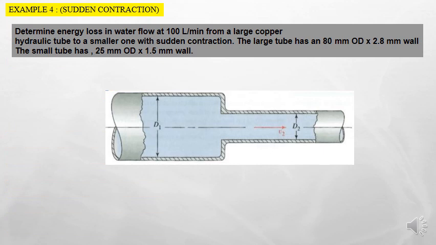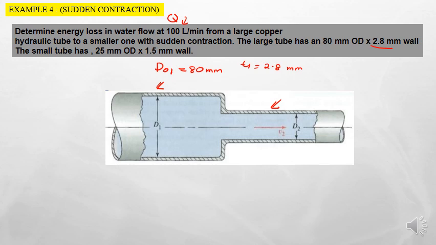Okay, so let's try to do this example for sudden contraction. Let's read the question together. Determine the energy loss in water flowing at 100 liters per minute. So obviously this is Q, the flow rate, from a large copper hydraulic tube to a smaller one with a sudden contraction. So it flows from a large part to a smaller part. The larger tube has a diameter, which is DO1, of 18 millimeter, with T1, the thickness of the pipe, of 2.8 millimeter.